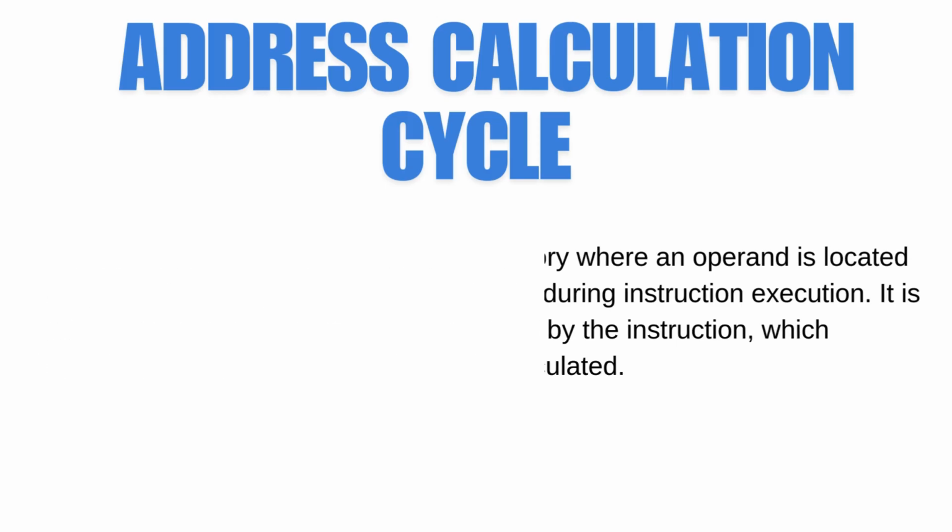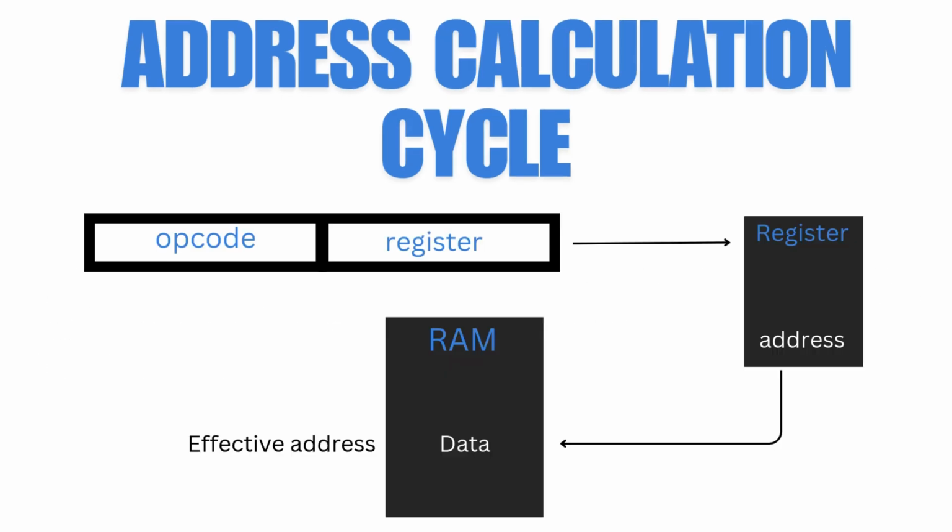For example, an instruction may contain a register as an operand, which in turn holds the address of the data in the main memory. In this case, the effective address is the address of the main memory and not the register. The next step involves fetching the operand from the effective address calculated in the previous cycle.